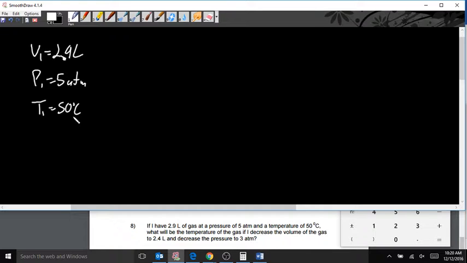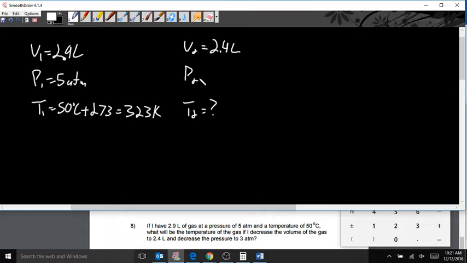All right, first things first, that's Celsius. Let's convert it to Kelvin. And they want to know the temperature. So T2 is what we're looking for. They decrease the volume to 2.4 liters, and they decrease the pressure to 3 atmospheres.